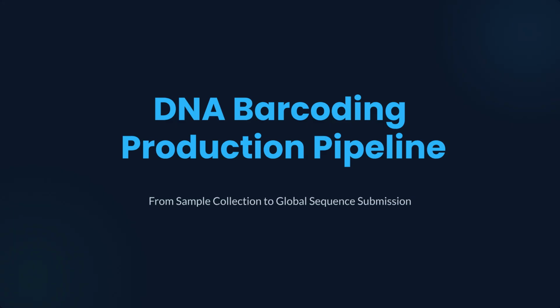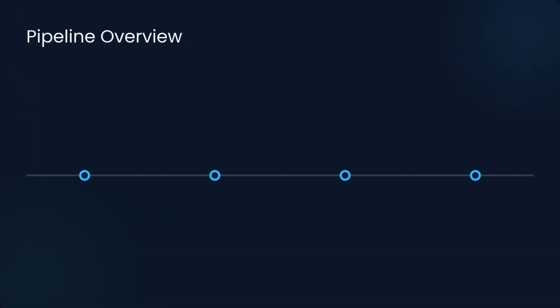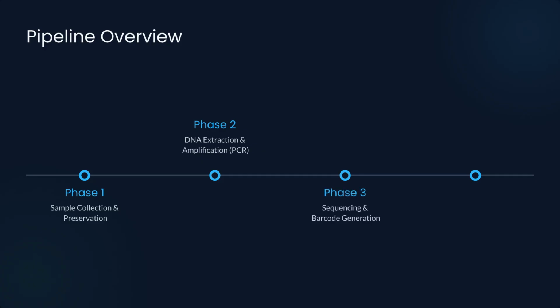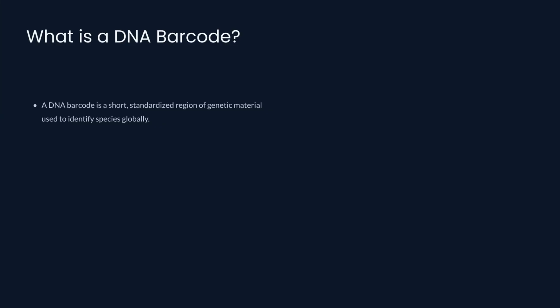Welcome to the video on the DNA barcoding production pipeline, detailing the journey from sample collection to global sequence submission. The pipeline consists of four main phases: sample collection, DNA extraction and PCR, sequencing and barcode generation, and finally, comparison and database submission. A DNA barcode is a short, standardized region of genetic material used for global species identification.